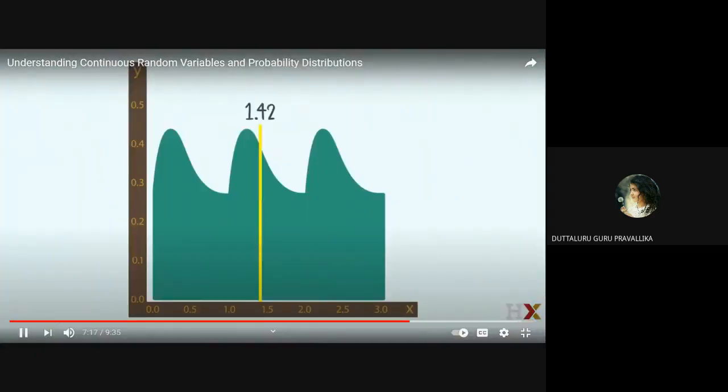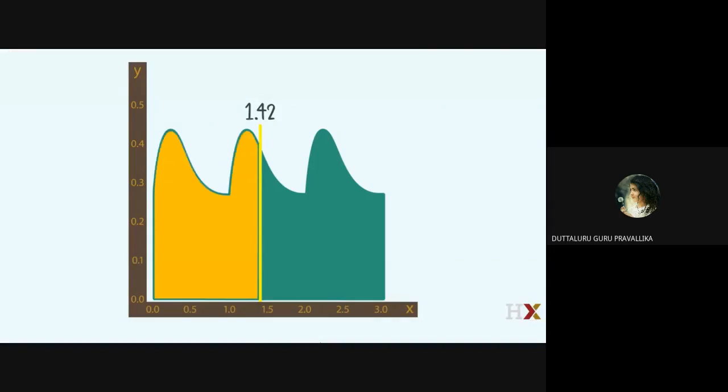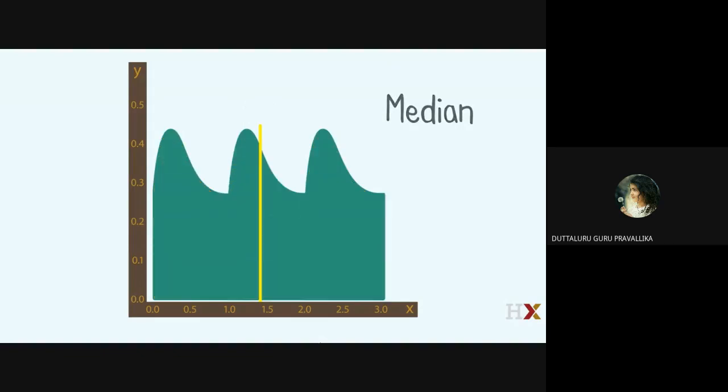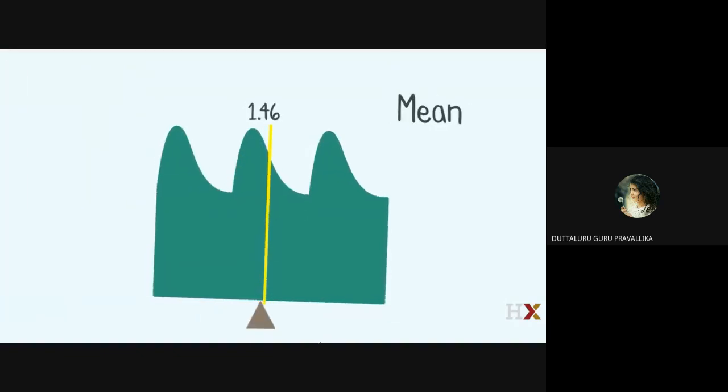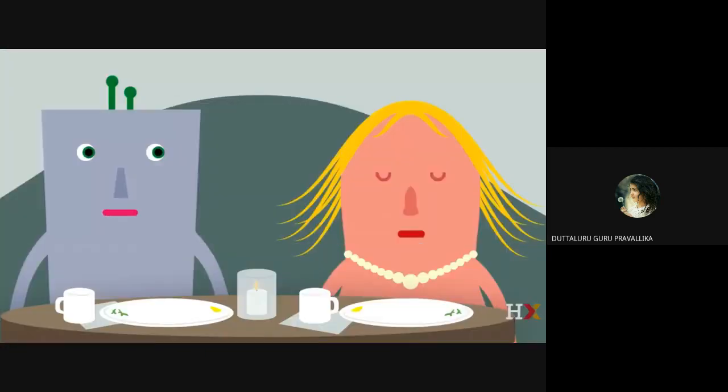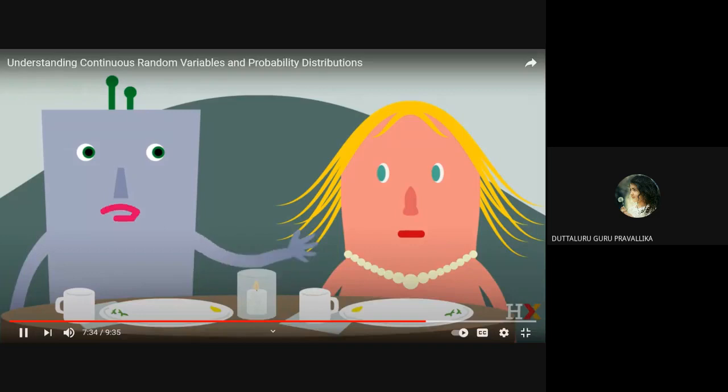Okay, so half the time Randy is to the left of 1.42, and half the time she's to the right of 1.42. So how about guessing 1.42? That's the median. But here is the mean, the center of mass. So how about guessing 1.46? How can we decide which form of average to use for our prediction, the mean or the median?